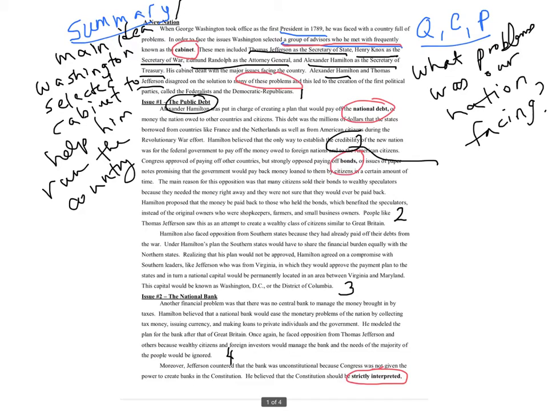It says, Congress approved of paying off other countries, but strongly opposed paying off bonds, or issues of paper notes promising that the government would pay back money loaned to them by citizens in a certain amount of time. The main reason for this opposition was that many citizens sold their bonds to wealthy speculators because they needed the money right away and they were not sure they would ever be paid back.